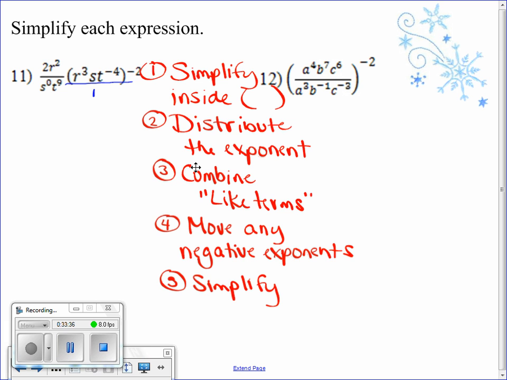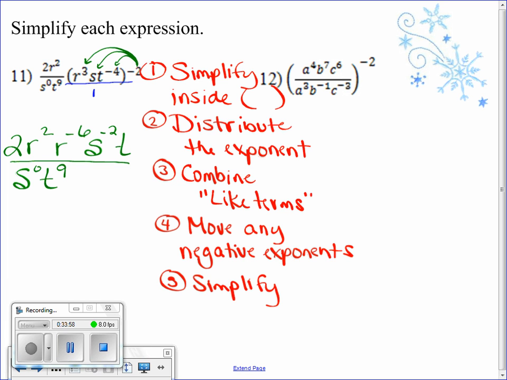This stuff is not changing. I'm just going to rewrite it so I don't lose it. If I distribute this, we're going to multiply. 3 times negative 2 is negative 6. You get S to the negative 2, and then T to the 8. So I just distributed my exponent.